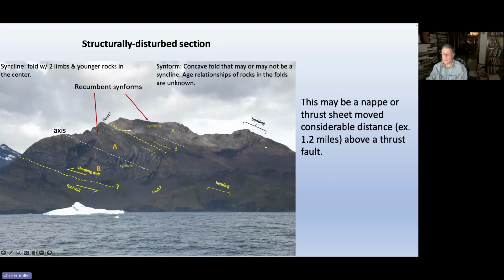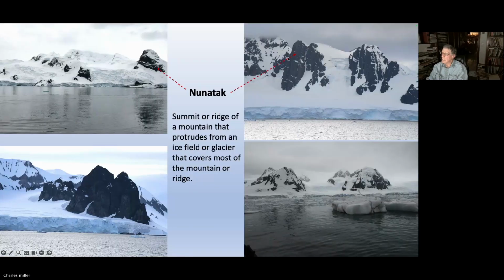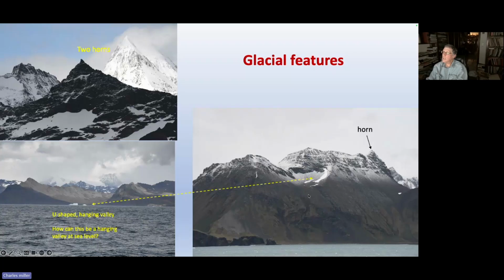So one is tempted to call these recumbent synclines, but I chose to say synform because you really don't know the age relationship, and these could be overturned anticlines. You really don't know, and so that's the reason I used the name synform. And then these thrust faults are inferred, but anyways, the whole thing is inferred, but I just wanted to share it with you. So some nunataks, and then some other glacial features, two horns. And here's a horn here, probably a horn here, there's a horn here.